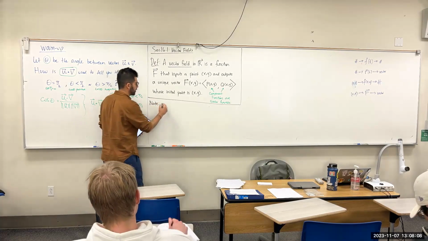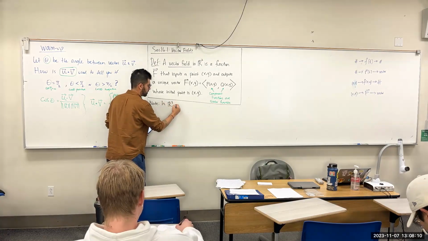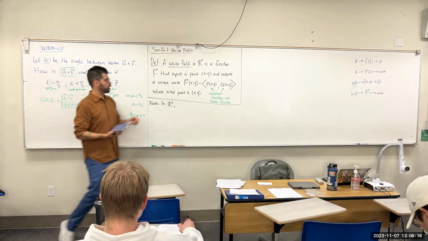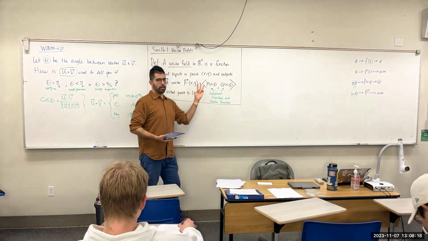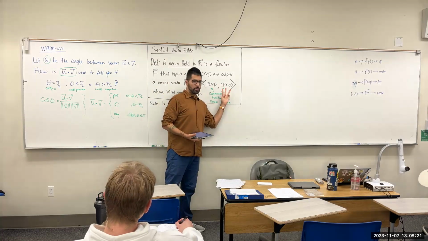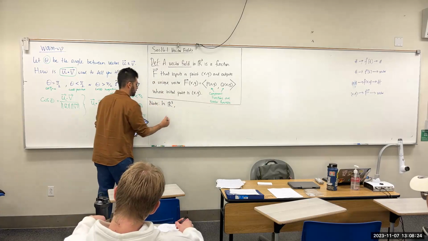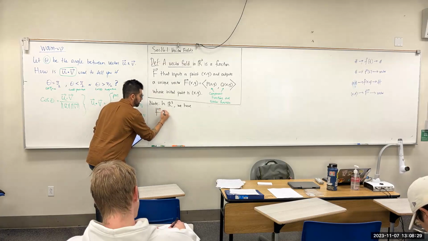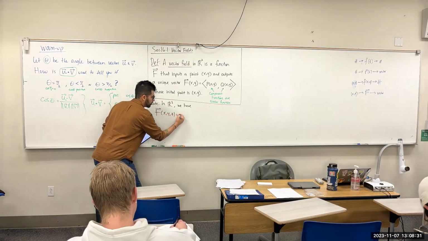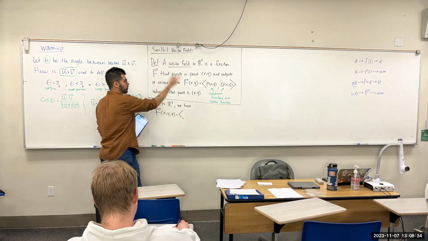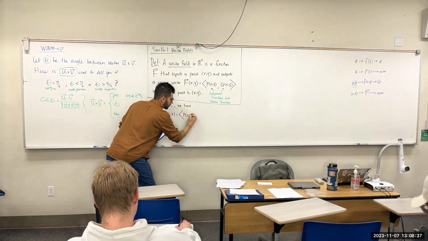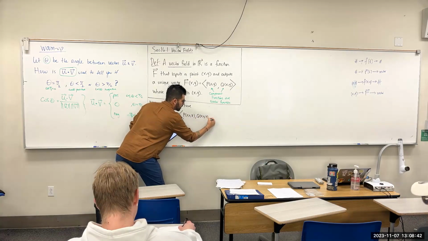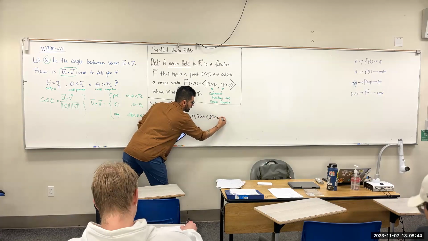If we were doing this in R3, what do you guys think would happen? Yep, you're going to plug in a 3-dimensional point and output a 3-dimensional vector, correct? So if we have F of (x, y, z), it will now be a 3-dimensional vector that will use 3 component functions: P of (x, y, z), Q of (x, y, z), and then R of (x, y, z).